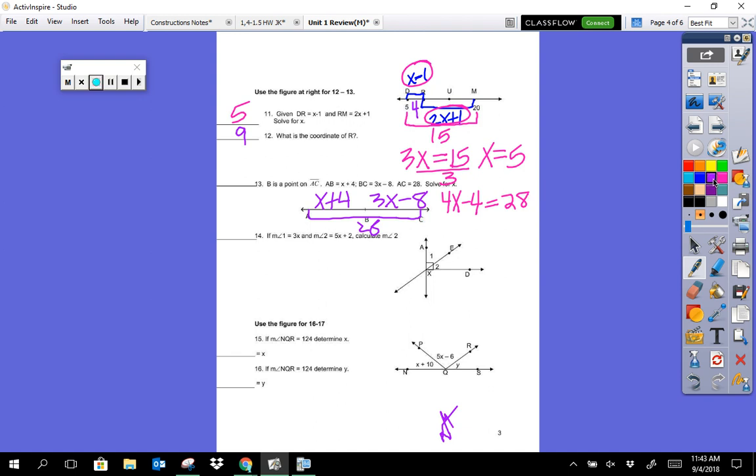Okay, and then we're going to add 4 to both sides, so that's 4x equals 32. Divide by 4, and so x is 8. And that's what it's asking for, it's just to solve for x.